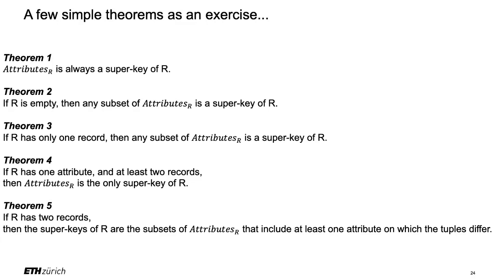Now, if R is empty, what does it mean? It means we don't have any records. We don't have any rows. There's absolutely nothing. It's a set of tuples, but it's an empty set of tuples. So any subset of attributes is a super key of R. Why is that? It's almost a mathematical curiosity, right? Why is that?